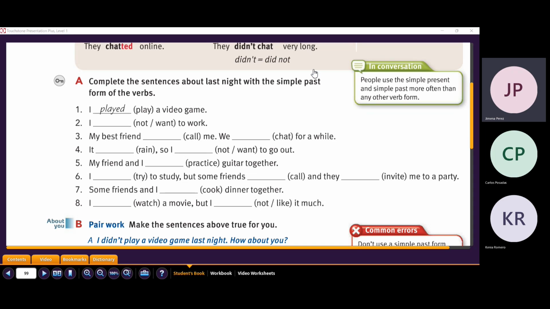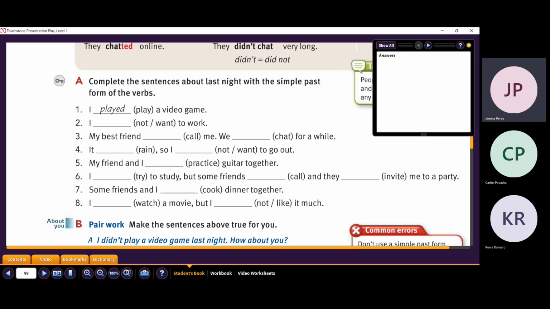Si tienen duda de cómo se escriben los verbos, lo pueden buscar en la lista de verbos que les mandé. ¿Vale? I'm ready. Okay, are you ready too, Kenia? Yes. Okay, vamos a ver.